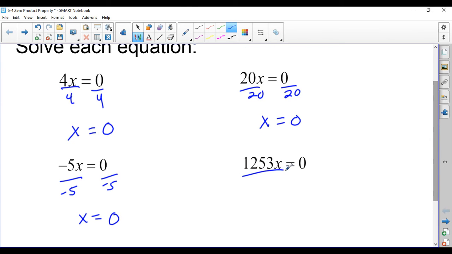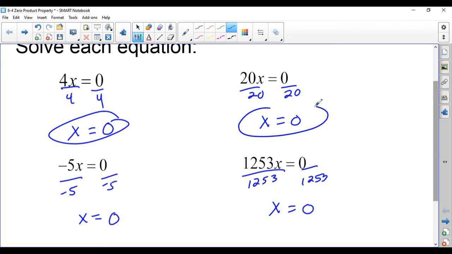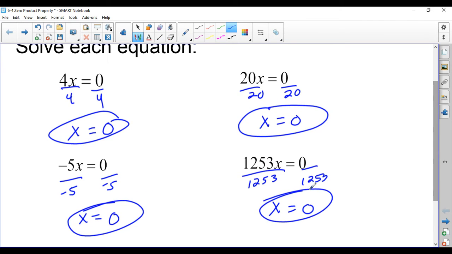0 divided by negative 5 is still 0. 1,253x equals 0. Divide both sides by 1,253. I get x equals 0 divided by 1,253, which is still 0. If we look at these equations in a general sense, in all of them I have a number times x equals 0. Well, the only number that you can multiply to get 0 is 0. So every one of these equations has an answer of 0.